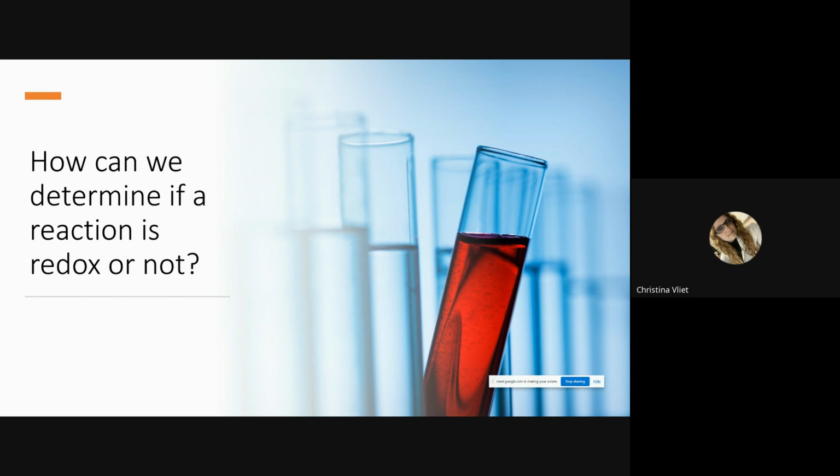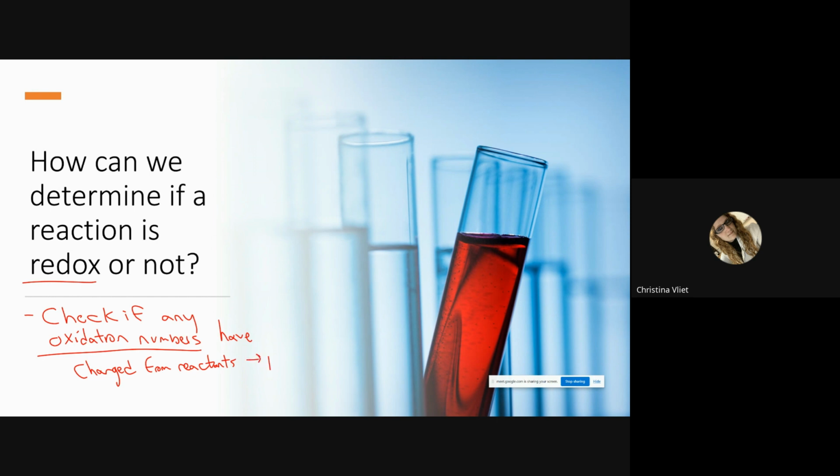All right, so how can we determine if a reaction is redox or not? The simplest answer is you would check to see if any of the oxidation numbers changes. So the quick answer is check if any oxidation numbers have changed from reactants to products. If the answer is yes, it's redox. If the answer is no, that means not redox.